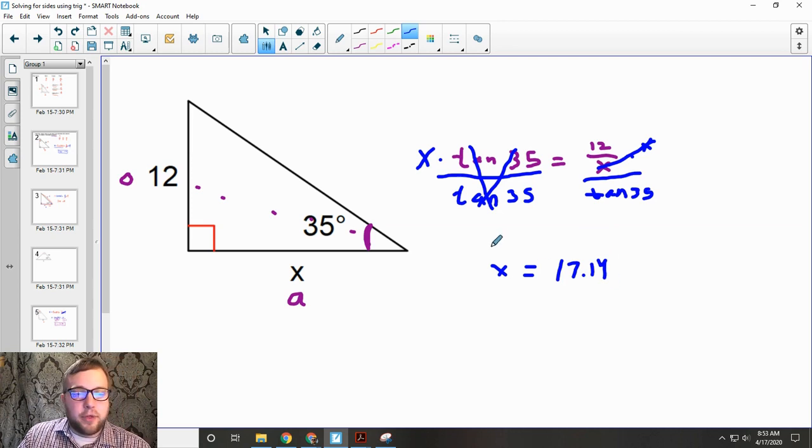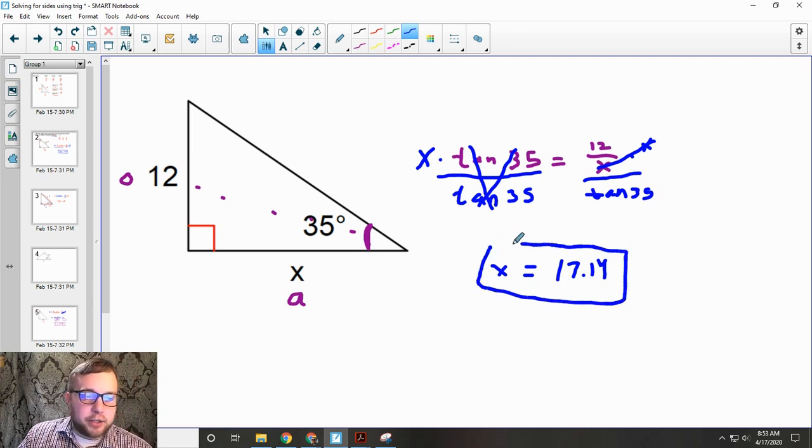All right, so there is my answer. Always double check. Does that seem to make sense? Could this be about 17.14? Yeah, if that's 12, this could definitely be 17.14. Double check, make sure it always works out.